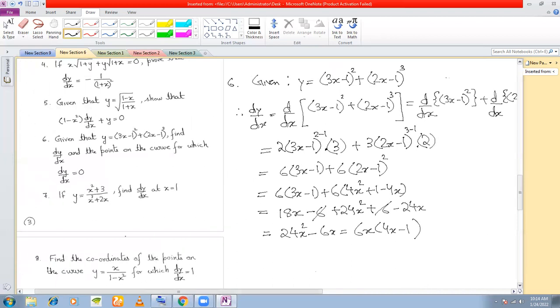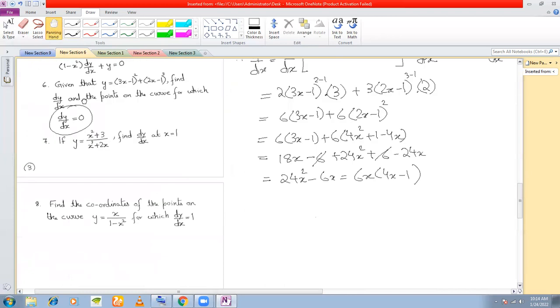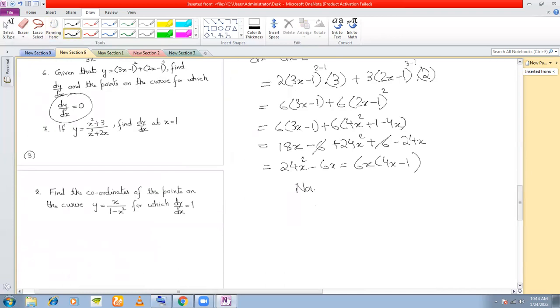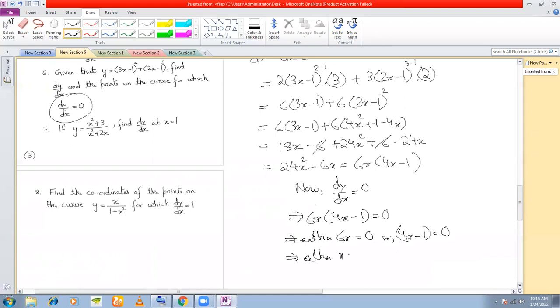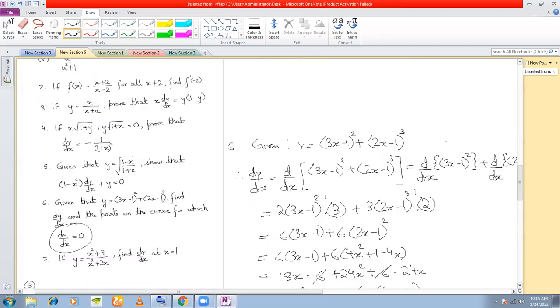And the question is, find the points on the curve for which dy/dx is equal to 0. So now dy/dx is equal to 0 means 6x into (4x minus 1) must be equal to 0. That means either 6x is equal to 0 or 4x minus 1 is equal to 0. That means either x is equal to 0 or x is equal to 1/4, right? Now you need to find out the points on this curve, right?